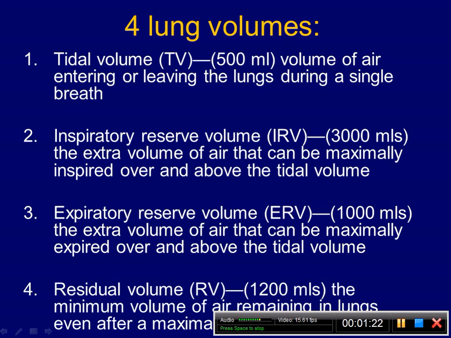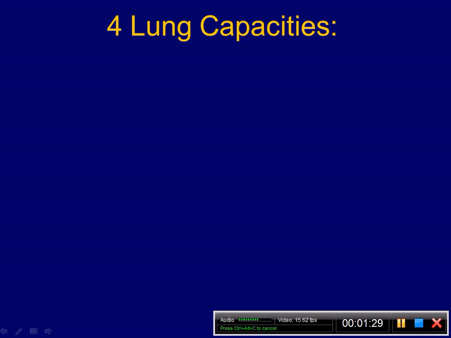There we go. And then I just went through those. You have to know the 4 volumes. You'll need to know them for the exam, too. The 4 lung volumes, and I don't care about the values. The only value you'll probably really ever see again is maybe the tidal volume. A normal breath in, normal breath out. 500 milliliters. That's 1/4 of a 2-liter bottle worth of air.